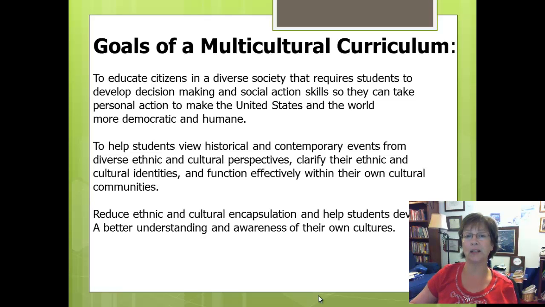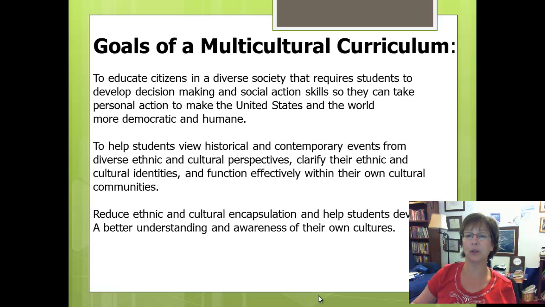The first one is he believes that the multicultural curriculum is to educate citizens in a diverse society that requires students to develop decision-making and social action skills so they can take personal action to make the United States and the world more democratic and humane. And you will see that this first goal really is striving towards that social action approach, which is that level 4 which he talks about.